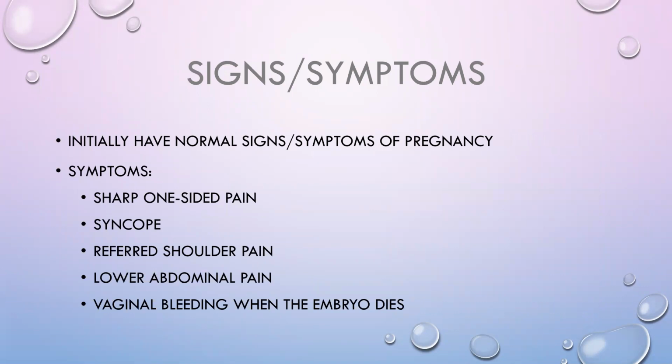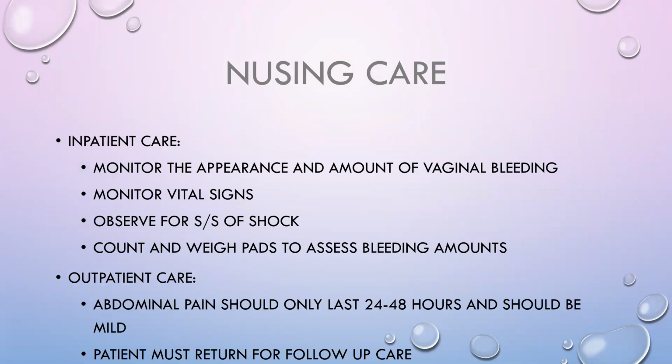Again, signs and symptoms: sharp one-sided abdominal pain, fainting. They can have referred shoulder pain. And again, vaginal bleeding. Nursing care includes giving a lot of emotional support. If any tissue or clots are expelled, they need to be saved. And we need to prepare the woman for possible fetal loss and assess her expressions of emotion at that time while offering support.